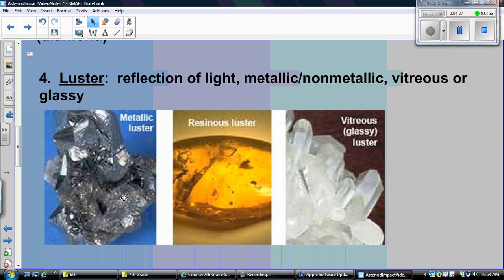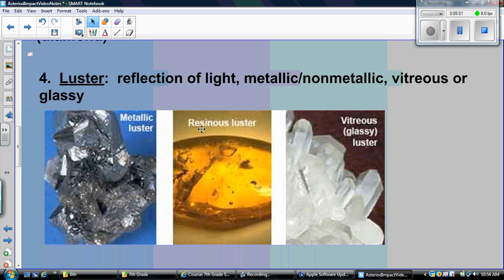A non-metallic luster, I don't have a picture of that one, means that the mineral does not reflect light, so the mineral looks kind of dull. A vitreous luster is kind of a glassy luster, which pretty much looks like glass. It's not as shiny as metallic, but it looks pretty much like glass, so it's called vitreous.